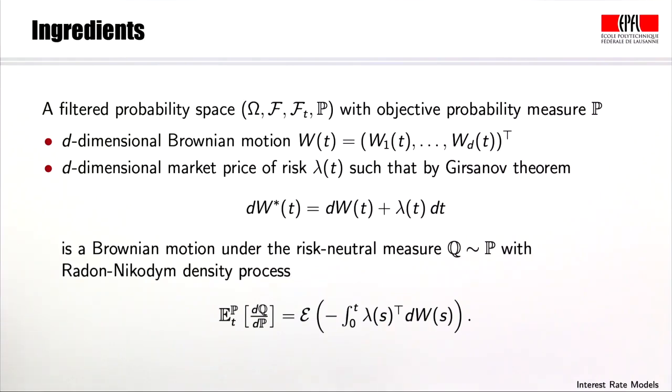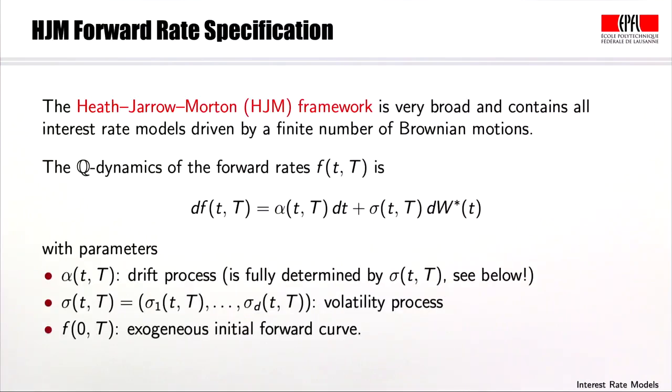Under this measure, the process W star, which is the Brownian motion under P plus the market price of risk drift, is a Brownian motion under Q. The HJM framework is very broad and contains all interest rate models driven by a finite number of Brownian motions. We specify directly the evolution under Q of the entire forward curve.